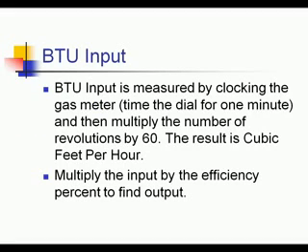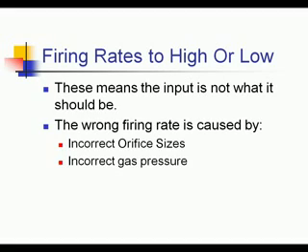In this lesson, I'm going to talk about gas combustion efficiency. We need to know how to calculate BTU input before we go any further. BTU input is measured by clocking the gas meter. Time the revolutions of the dial for 1 minute and then multiply that number of revolutions by 60. The result is cubic feet per hour. Multiply the input by the efficiency percent to find the output.